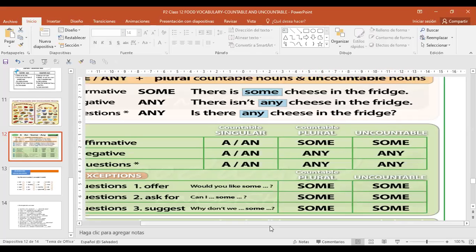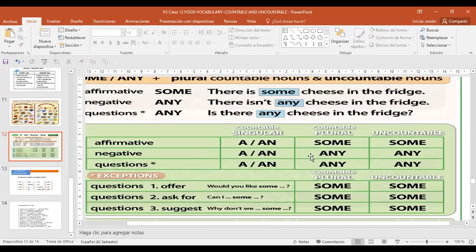Algo. Y recordar, just to remind you that any lo utilizamos normalmente solo para negatives y para questions. Pero también lo podemos usar para plural countable. ¿Y cómo sería ahí?